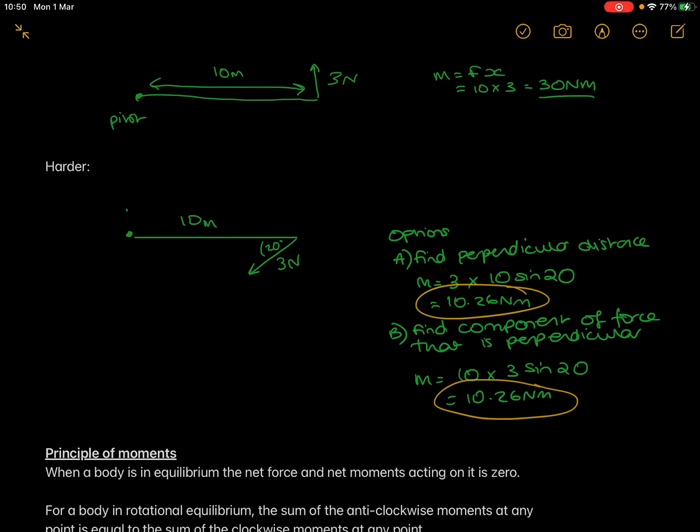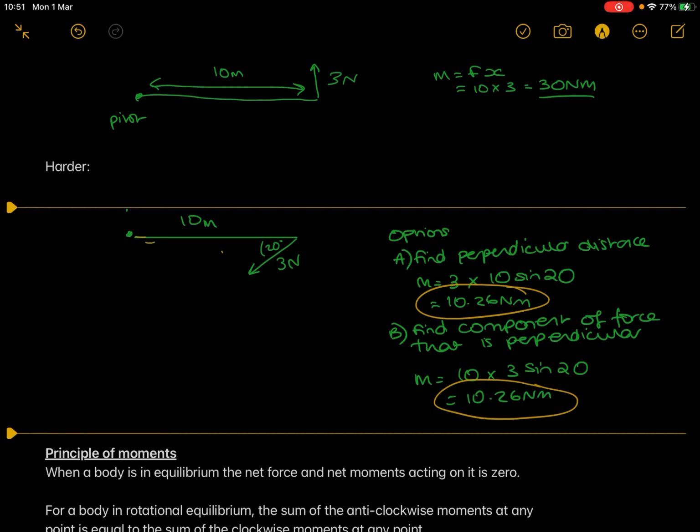So option A is find the perpendicular distance. Now you can use trigonometry to find that. In fact, shall I write on here? Can I write on here? Yes, I can. The perpendicular distance would be that dashed line, which would be 10 sin 20. So pop that into your calculator. 3 times 10 sin 20, 10.26 Newton meters.